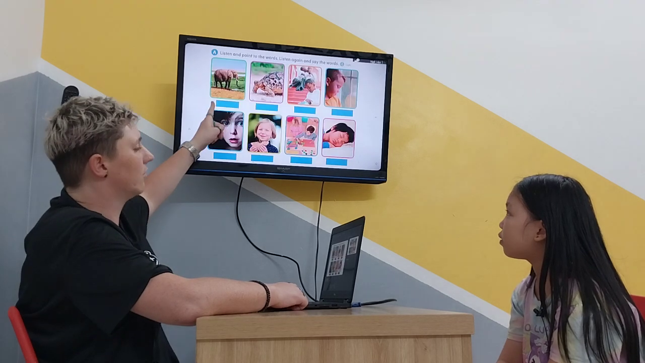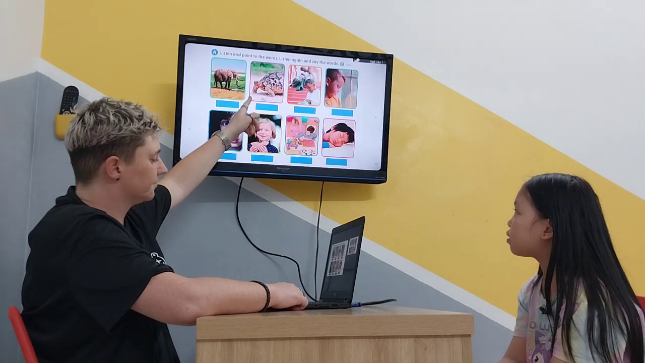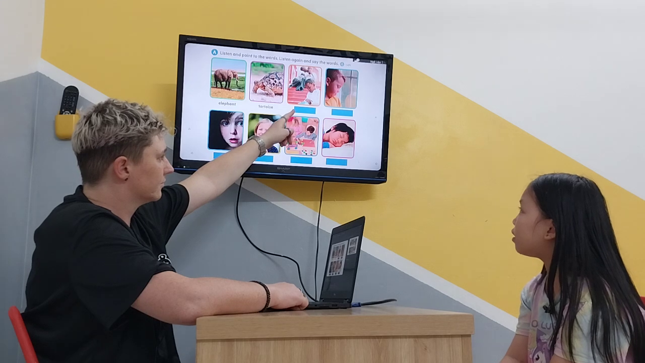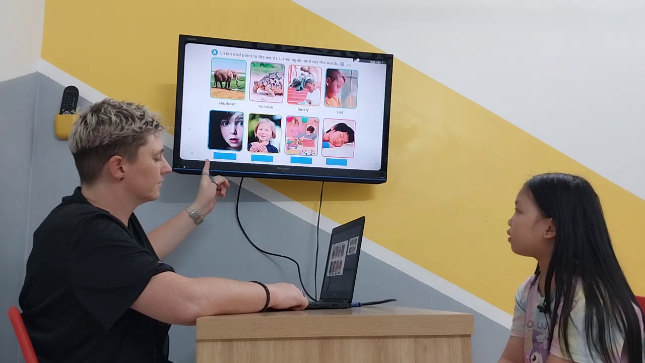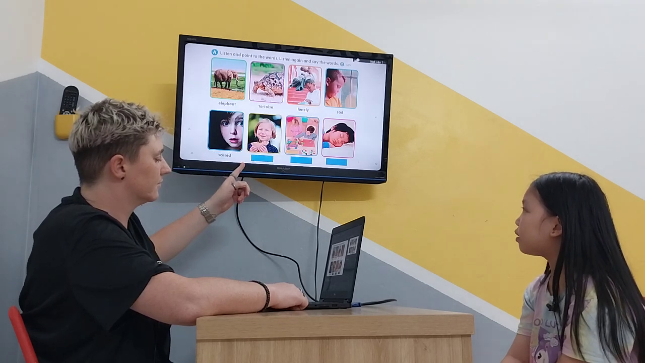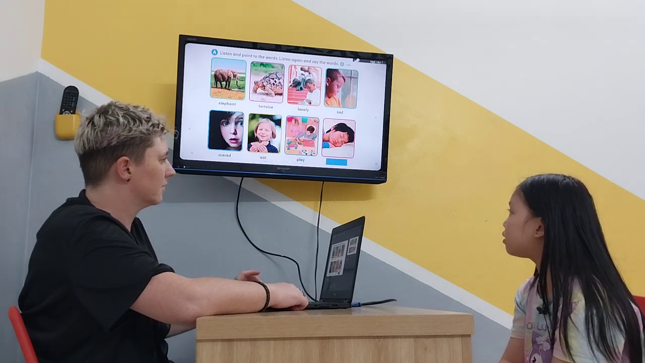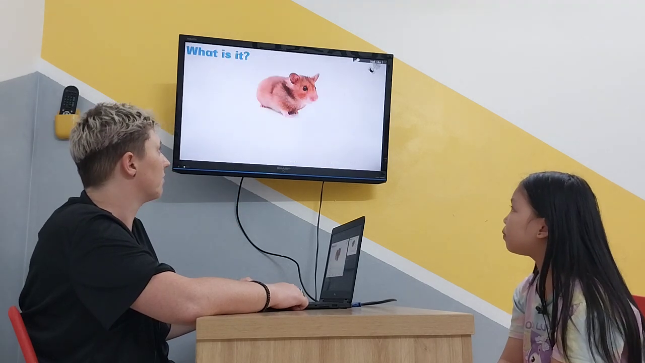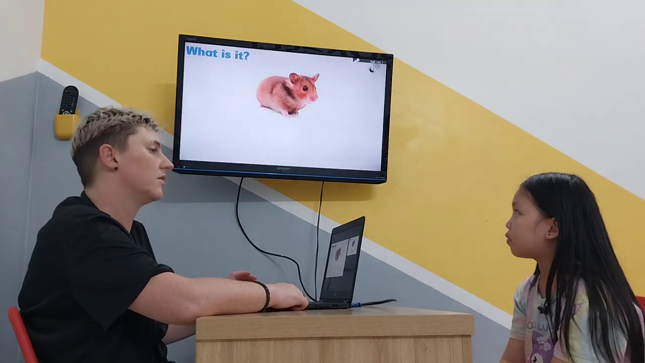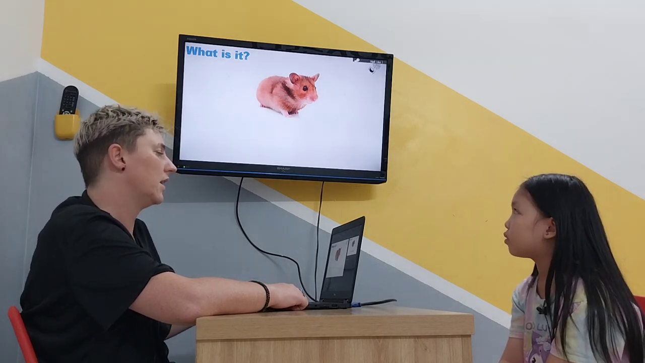Unit two. Name the pictures. Elephant, turtles, lonely, sad, scared, eat, play, sleep. Good. Okay. Teacher will ask you one question. You ask teacher a question. Okay. So, what is it?